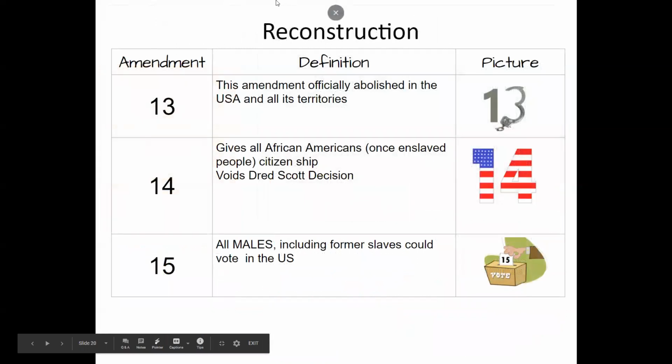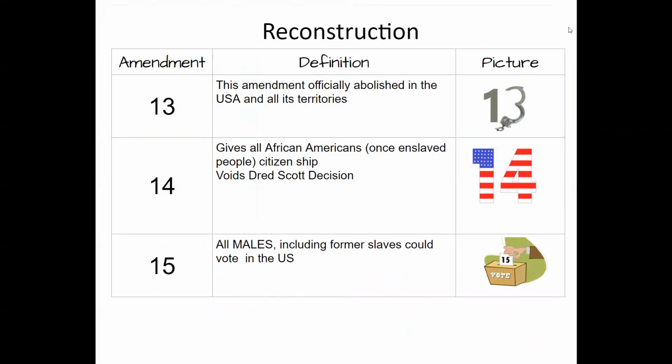So I just wanted to quickly go over these amendments that were ratified into the new states' constitutions in the South. The 13th Amendment officially abolished slavery inside of the USA and all its territories. A huge impact of this is that the plantation system is completely obliterated, because if you remember, the plantation system is based off of slave labor.